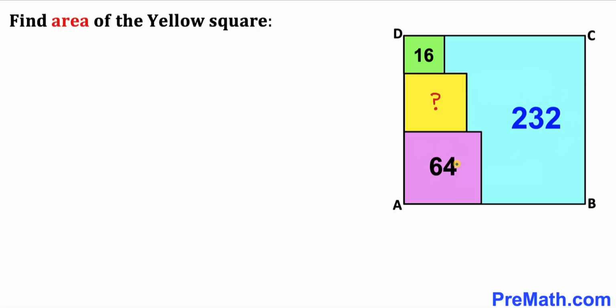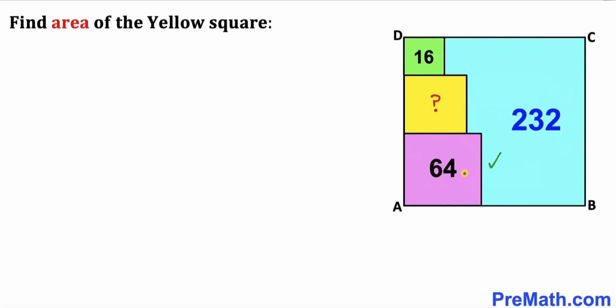as you can see in this diagram, such that the area of this blue shaded region is 232 square units, whereas the area of this green square is 16 and the area of this purple square is 64. And now we are going to calculate the area of this yellow square.